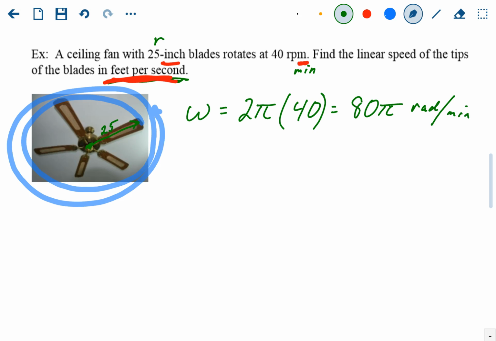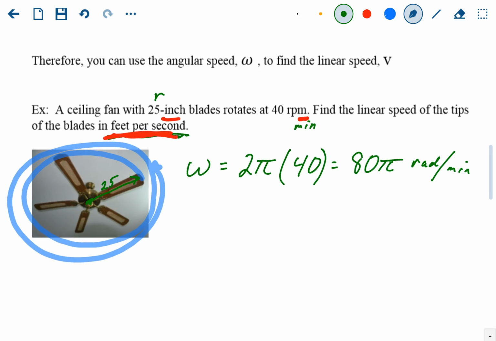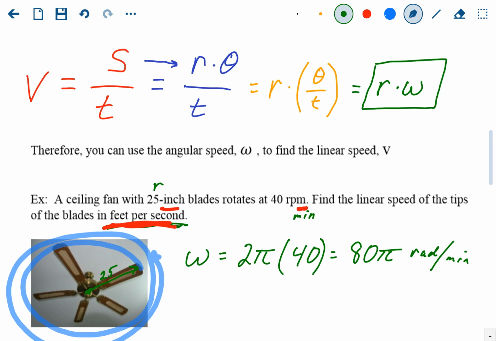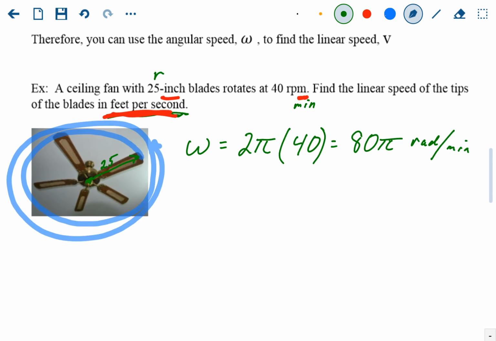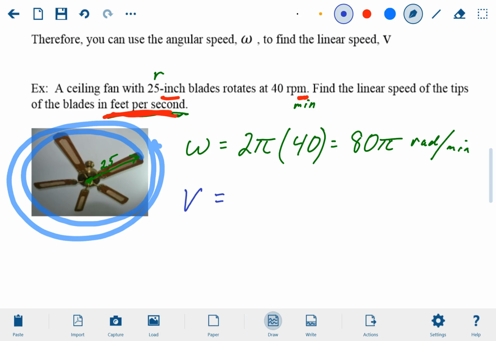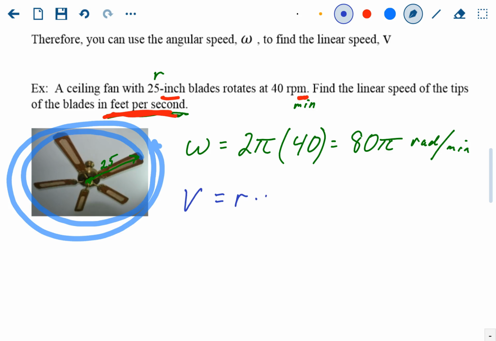All right, so now that we know what the angular speed is, and we also know what the radius is, we can use the new version of our formula, which is radius times angular speed, to find v, the linear speed. So again, since our rearranged formula is v equals r times omega, we know what r is. R is 25. And we know what omega is. We just found it. It's 80 pi. So 25 times 80 pi is 2,000 pi.